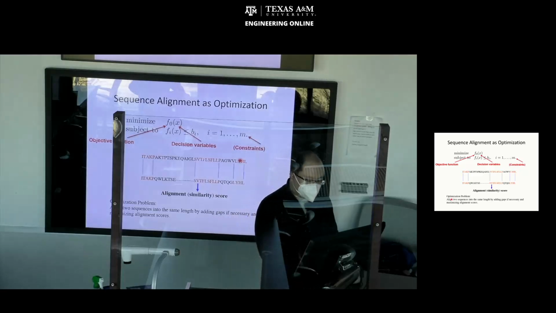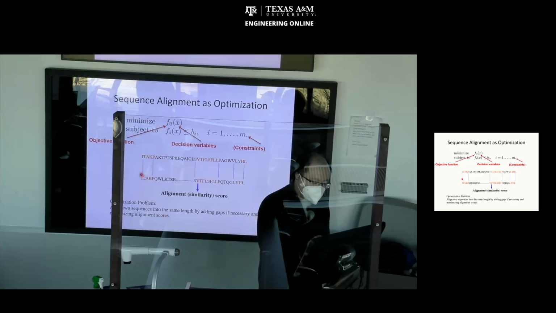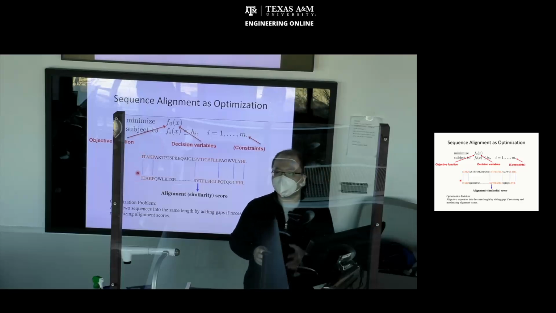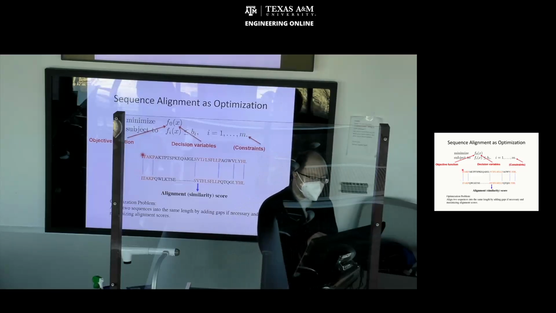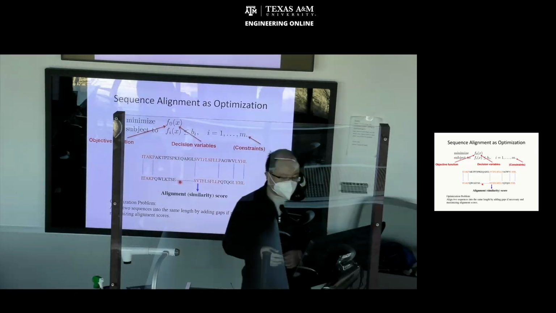We're aligning two sequences into the same length by adding gaps if necessary and maximizing alignment scores. The alignment score can be defined in different ways depending on how you measure the score for each individual pair of amino acids. I'll introduce the simplest form: whenever you see identity, that's a 1, but otherwise, you see a 0. There are other kinds of alignment scores as well.